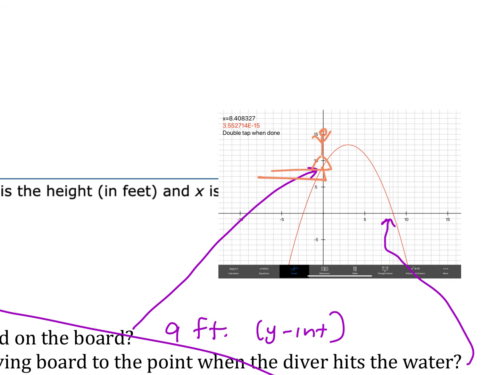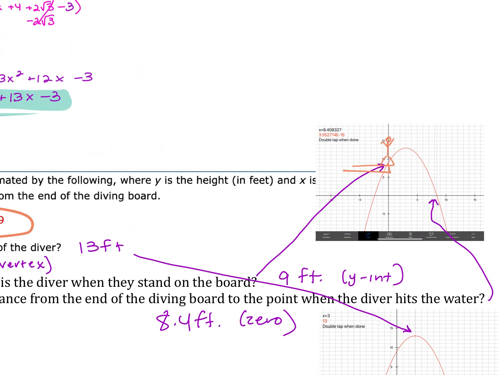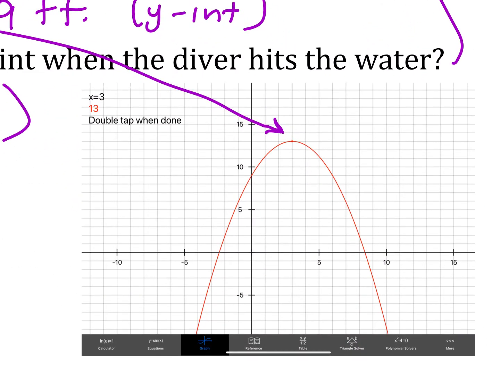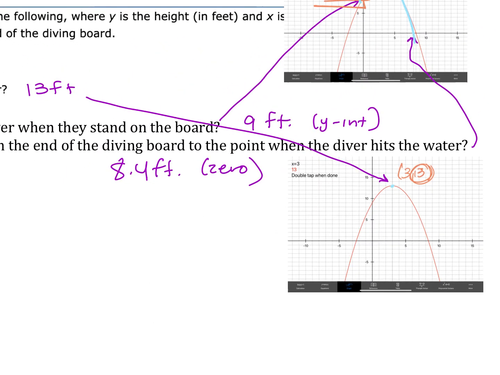Yeah. So then it asks these questions, right? So like, what's the max height of the diver? So the diver goes up and comes back down again. I need to know the max height here, which is the K coordinate of my vertex. Or I trace, I find the max, which is I think this one. I find the maximum coordinate point, which was 3, 13. The max height is 13. Has nothing to do with the 3, okay? The max height is 13 feet.